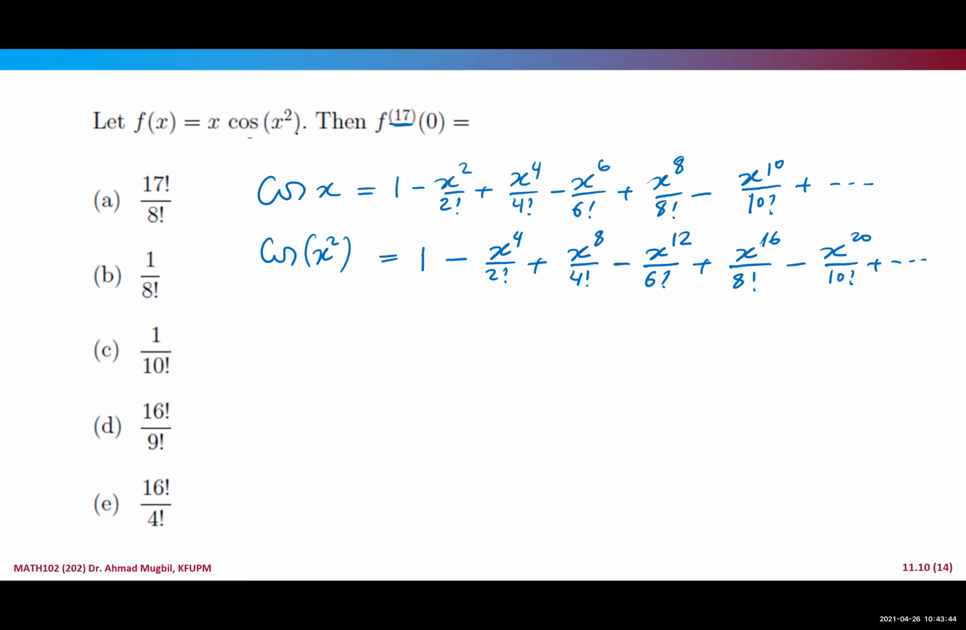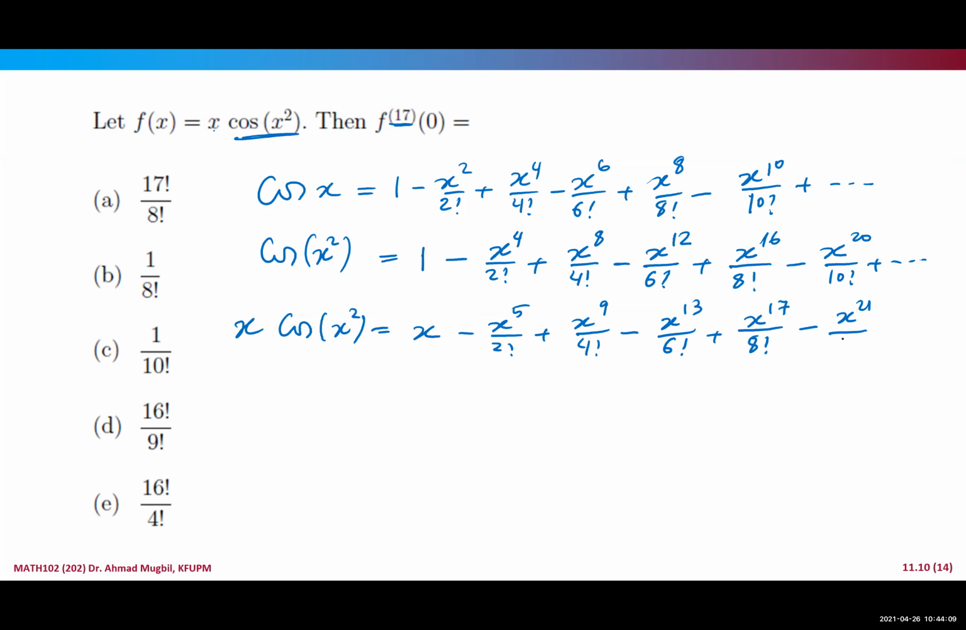Now we will multiply it by x. Multiply x by cosine x squared. So what you will have: x, 1 multiplied by x, then x to the power 5 over 2 factorial plus x to the power 9 over 4 factorial, minus x to the power 13 over 6 factorial, plus x to the power 17 over 8 factorial, minus x to the power 21 over 10 factorial, plus and so on.